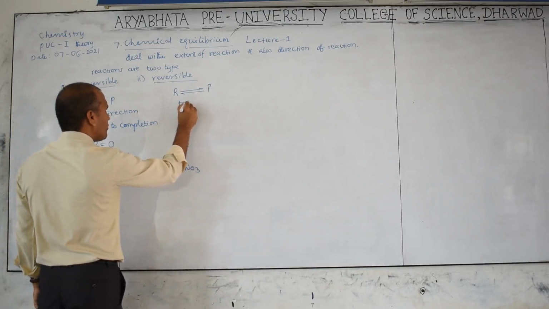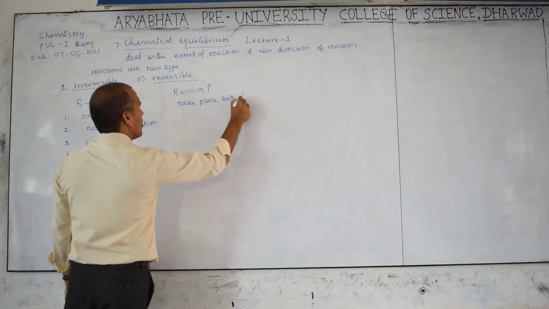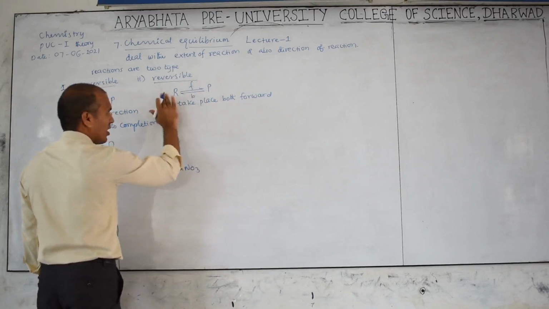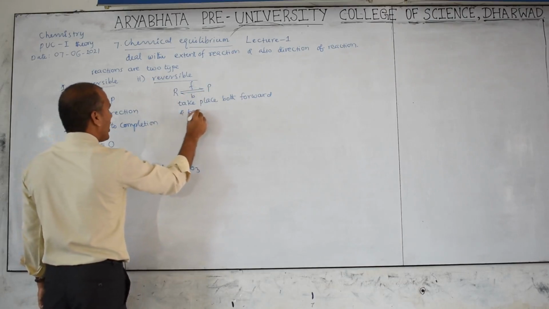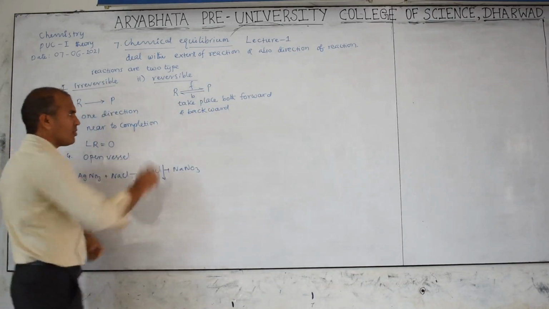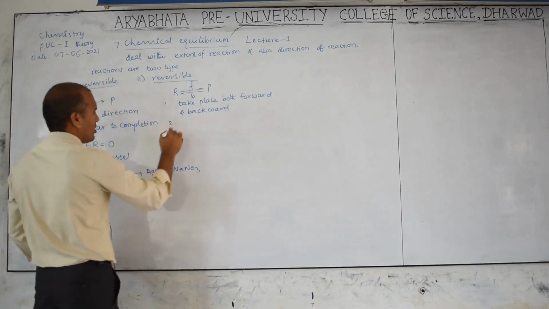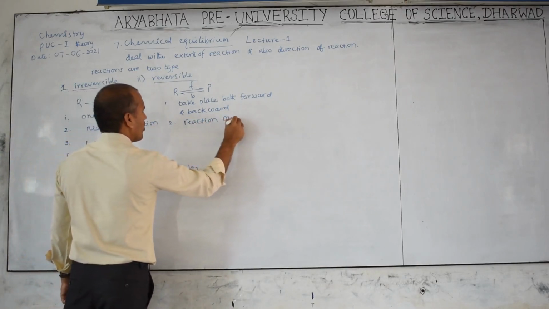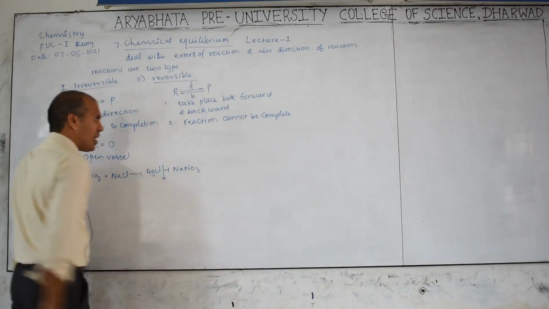The reaction takes place in both directions: this is forward, this is backward. Reactant to product is forward, product to reactant is backward. Here the irreversible reaction goes near to completion; here, second point, the reaction cannot be complete. It is an incomplete reaction.